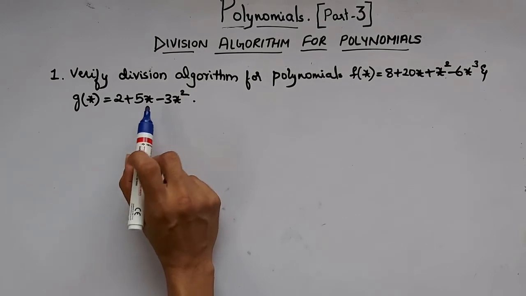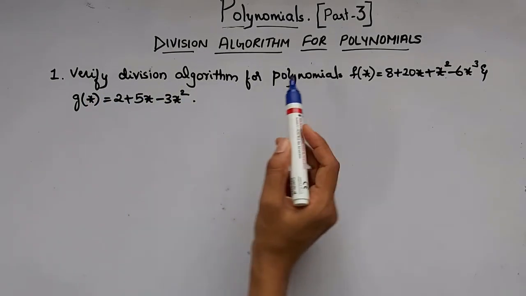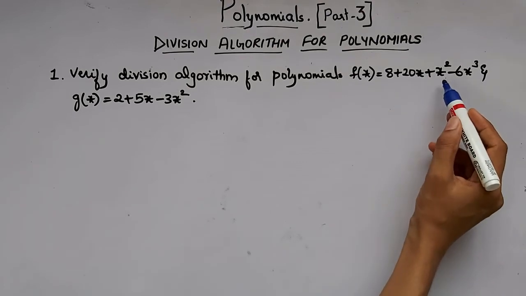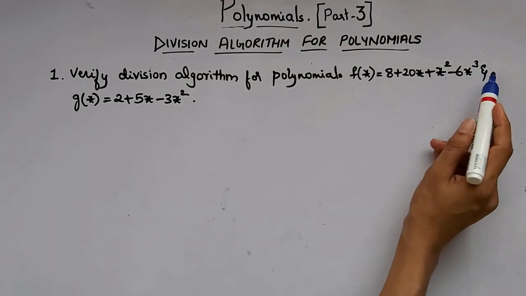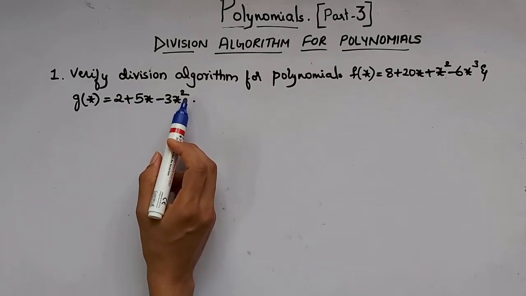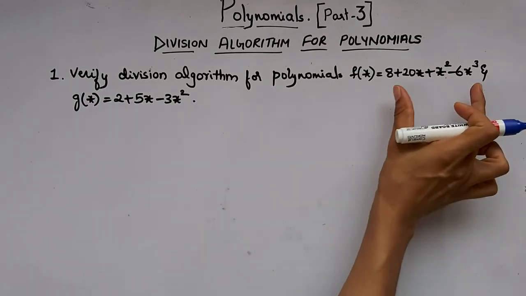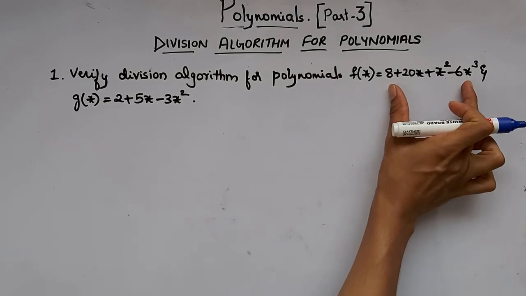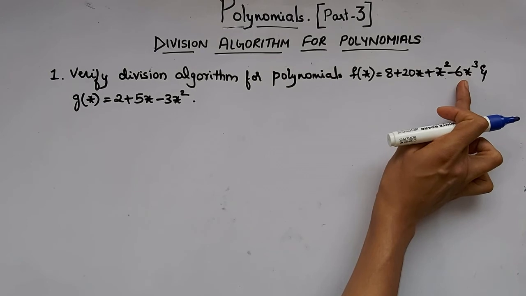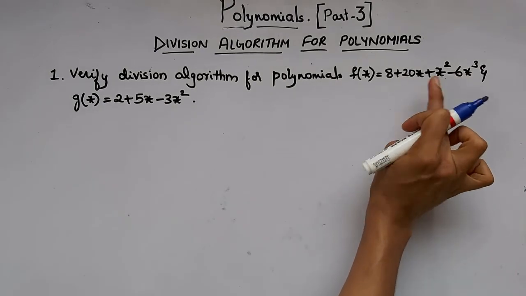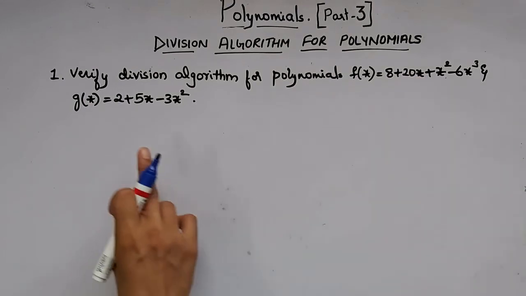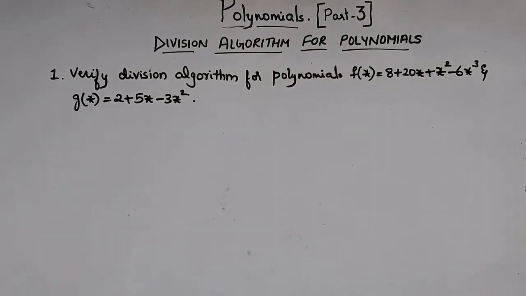Similarly, you can do this problem, that is verify the division algorithm for polynomials f of x is equal to 8 plus 20x plus x square minus 6x cube and g of x is 2 plus 5x minus 3x square. Do try this out. But here, make sure you write this in the standard form. That is, minus 6x cube comes first and then x square term, then 20x and then 8. Write in the general form here and same here as well.